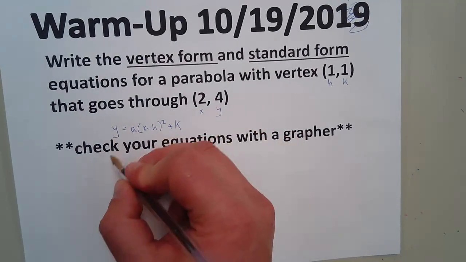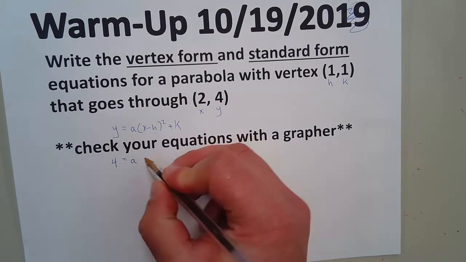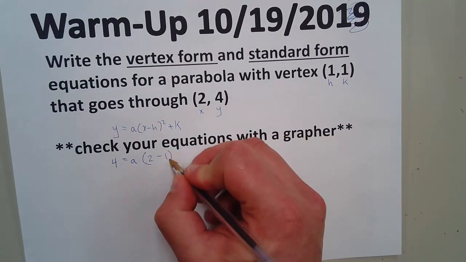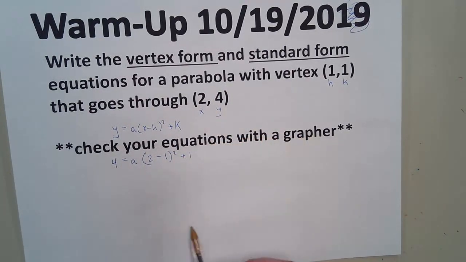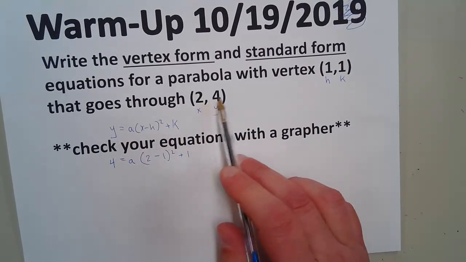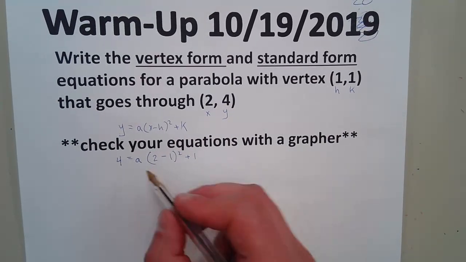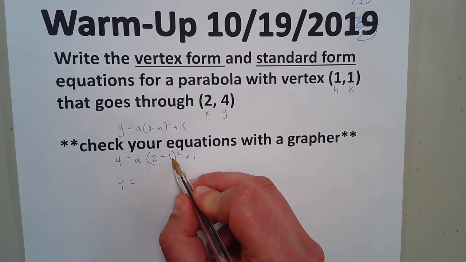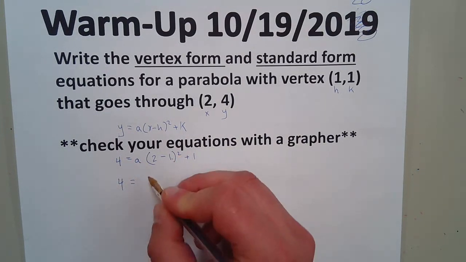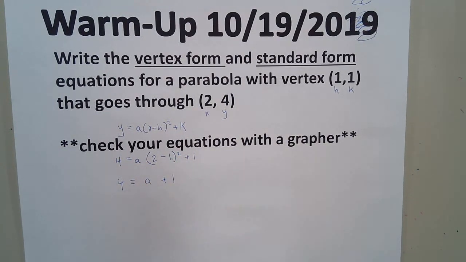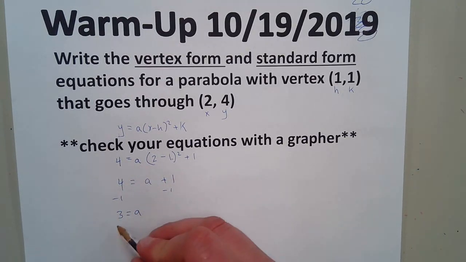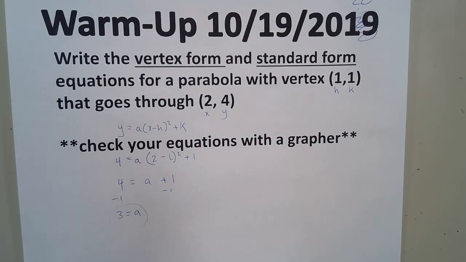So let's do that. So y is 4, a is what we don't know, x is 2, minus 1, plus k. All right, so perfect. So we took that equation, we substituted these four numbers in. And then we just need to simplify this. So 2 minus 1 is 1, and 1 squared is still just 1. So that's just going to be 1a, so that's easy. Subtract the 1 over, and now we know our a value.